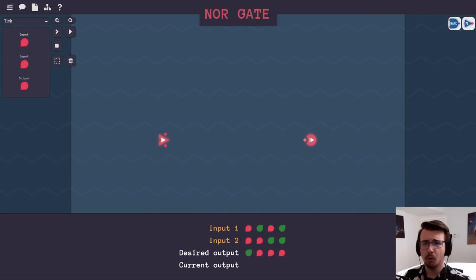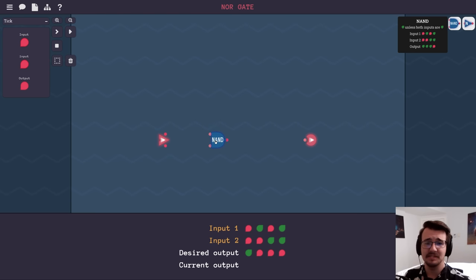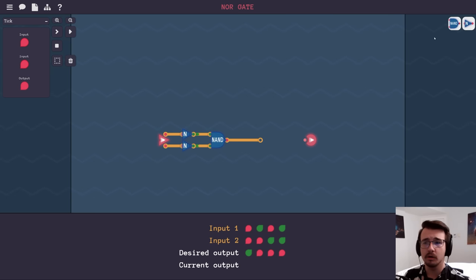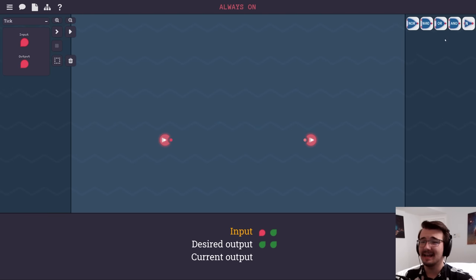Now I have to make a NOR gate, which is the opposite of OR. The exact opposite, actually. So what I can do is set up what would be an OR gate, as we determined in the previous level. This would give the output for OR, but then I could just reverse it using the NOT gate to create NOT OR. And then you can see the outputs match up. Now I have everything as a building block.